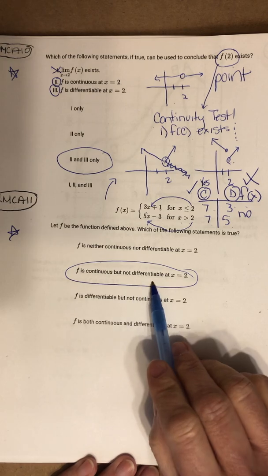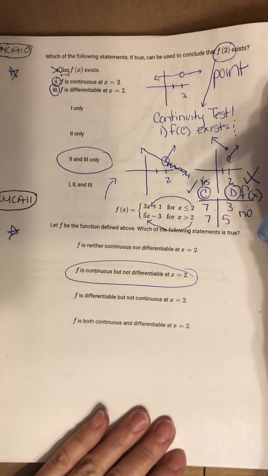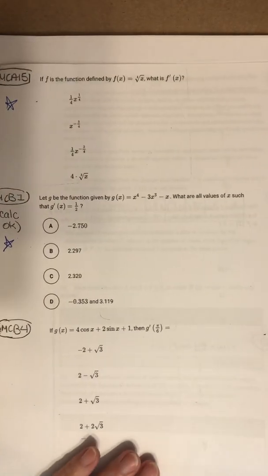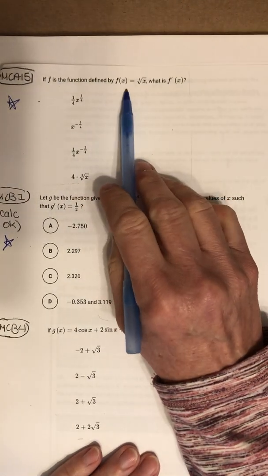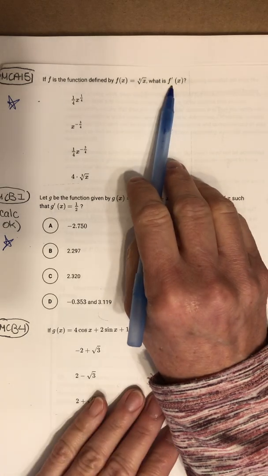Is continuous but not differentiable at x equals 2. Let's flip it over. 2MCA15. If f is the function defined by the 4th root of x, what's the derivative?